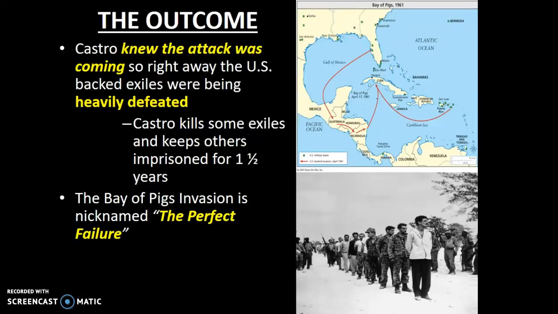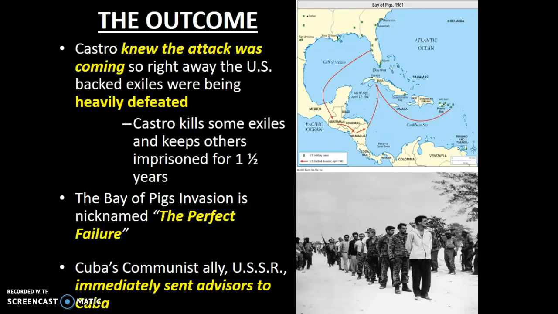Now, because the Bay of Pigs invasion failed in pretty much every way possible, it's known as the perfect failure. And this perfect failure was a huge embarrassment for the United States, especially because it was very obvious to the entire world that this Bay of Pigs invasion had not only been created and supported and funded by the United States, but it was very obvious that the United States was trying to kind of cover up their involvement. It was no secret how much involvement the United States had in this.